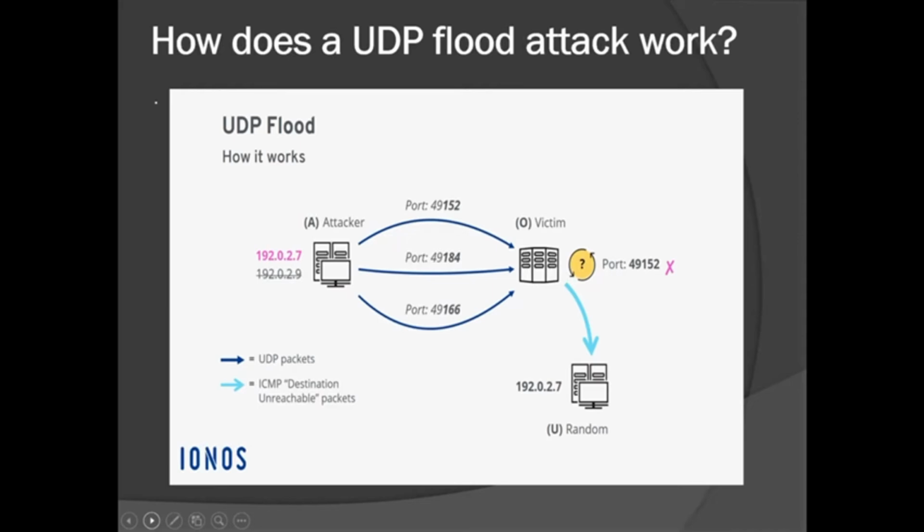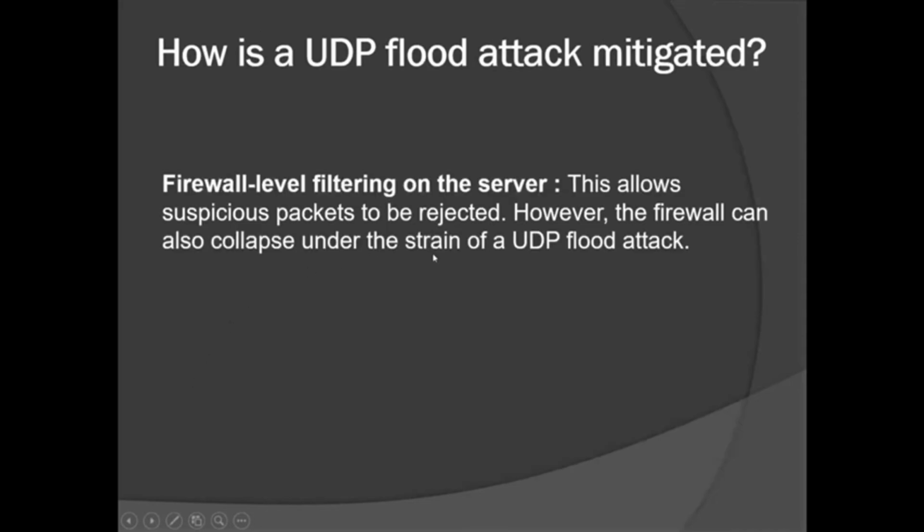Now, how is a UDP flood attack mitigated? What could be the security measures so that a UDP flood attack can be avoided? Firewall level filtering on the server. This allows suspicious packets to be rejected.